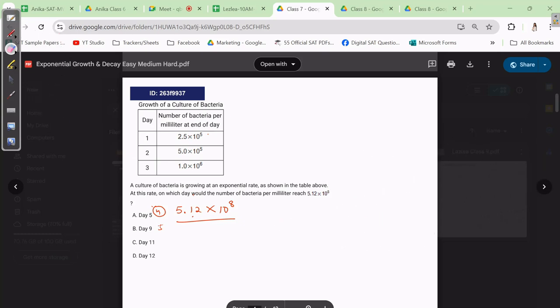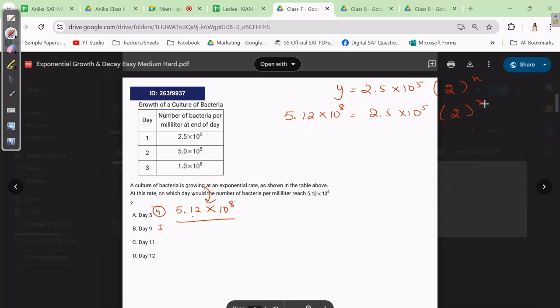Let me write it here. So y is equal to 2.5 times 10 raised to 5 times 2 raised to x. Now this is the equation of the exponential function. Now we have to find out for what value of x we will get this value of y. So instead of y, I'm writing 5.12 times 10 raised to 8 is equal to 2.5 times 10 raised to 5 times 2 raised to x.